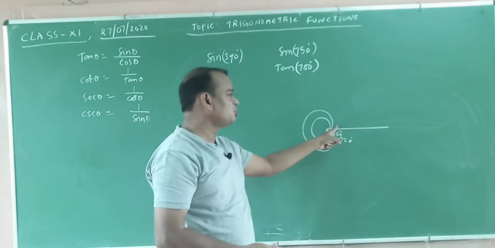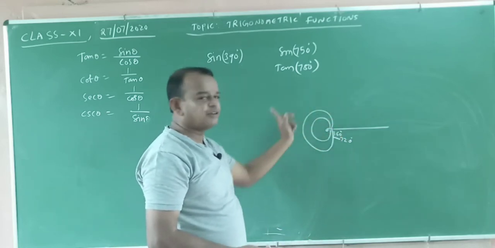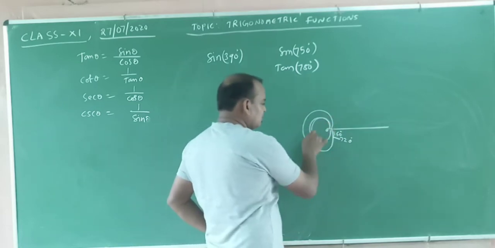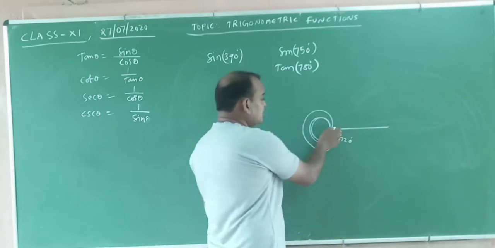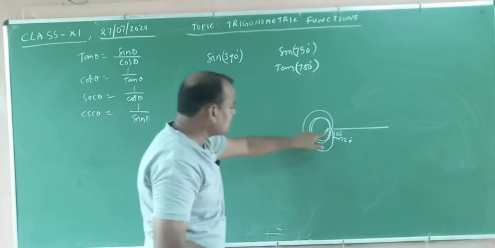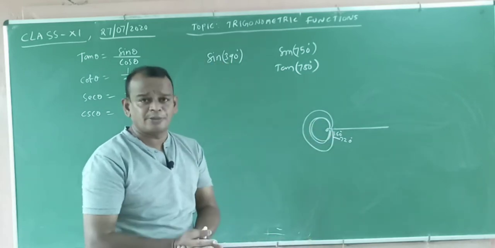After 720, again 0 in the first coordinate. First coordinate means 0 to 90 degrees. Say yes or no? In one rotation, 360 suppose. After 360, again we start in the first coordinate. Here 390 is there. In this one, circular rotation means how many degrees? 360 degrees. Up to 360 degrees, no problem at all.